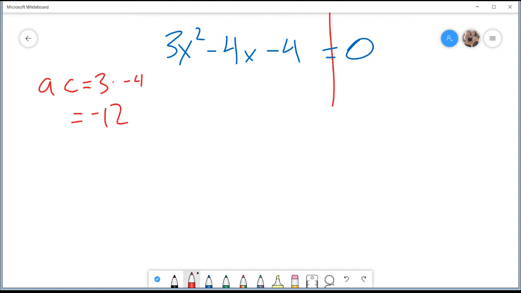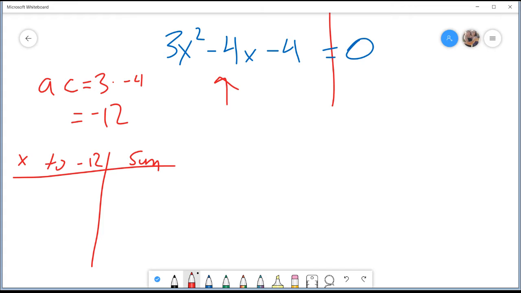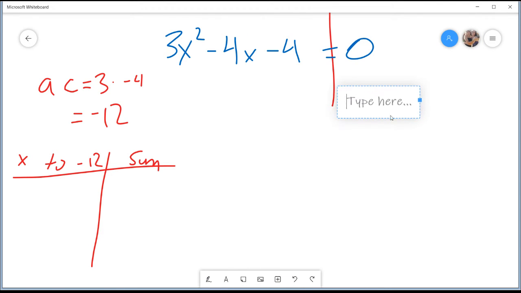What we're going to do now is look for numbers that multiply to negative 12, and we're going to see their sum. Numbers that multiply to negative 12, and we're looking for a sum of negative 4. Sorry, that's the other thing. We want them to add to this number. So we're looking for negative 4.